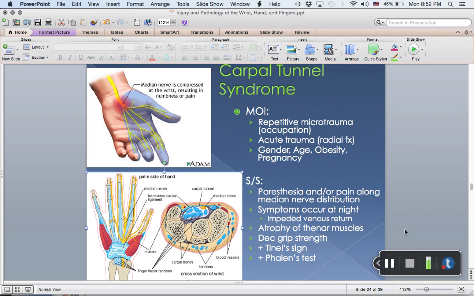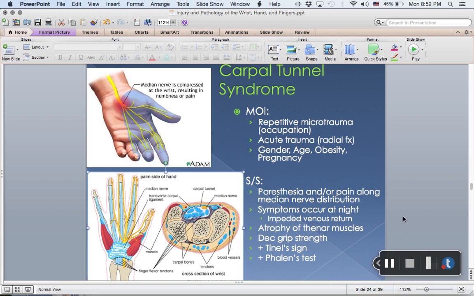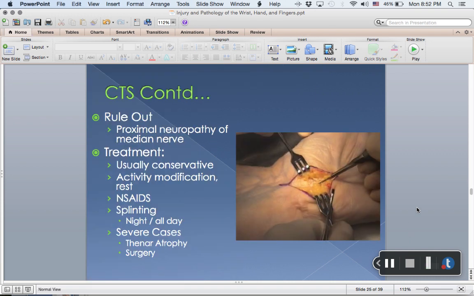Extreme version, you might have atrophy of the thenar muscles because the median nerve goes to those. Positive Tinel sign and Phelan's test. You may also have decreased grip strength, again because of impingement on that nerve. So you want to rule out proximal neuropathy of the median nerve. Make sure there's not something in the upper arm, at the elbow or shoulder, that's causing this as well.